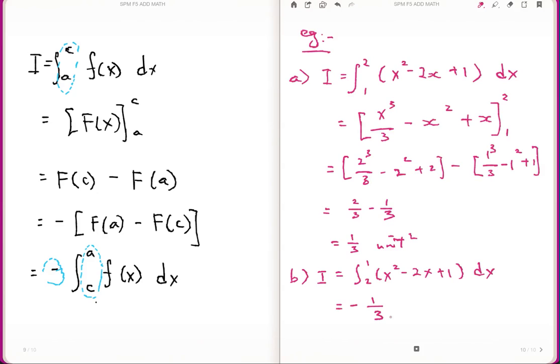So this is what it meant by what I have learned in the previous page. Now, because over here that would be 1 over 3 subtract 2 over 3. In short, you have this answer, you add a negative in front, you get the answer. Simple as that.